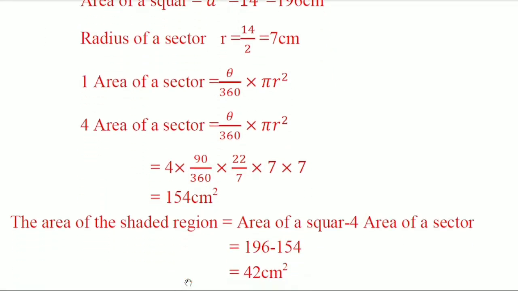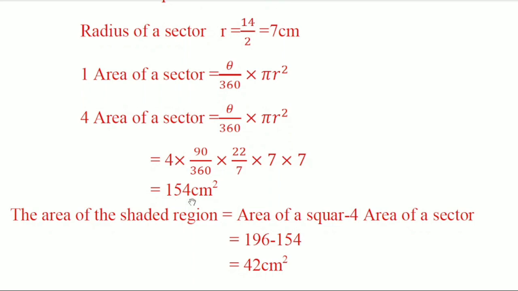So now at the end I should find out the area of the shaded region. So the area of shaded region equals area of a square minus 4 area of a sector. So therefore area of square is 196 and 4 area of sector is 154. Therefore 196 minus 154 equals 42 centimeter square. So like that we should find out. First we should find the area of a square, then the area of a sector. So after subtracting we get the area of the shaded region.